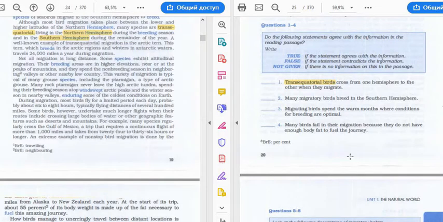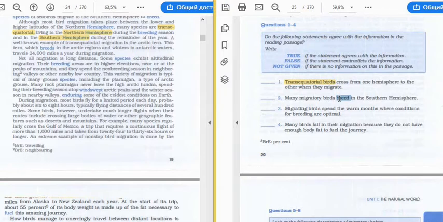The second question: many migrate in the hemisphere. So this is about breeding of many of the birds. Since the answer to our first question was in this paragraph, the answer to the second question will be below, because usually in the IELTS exam the questions and the answers to those questions in the text follow the same order.